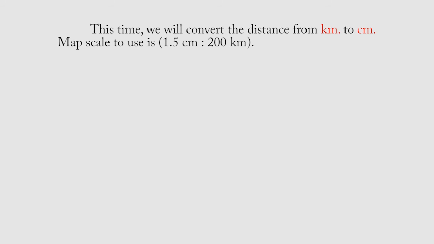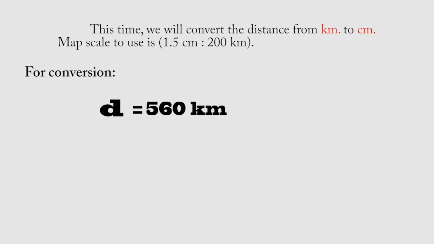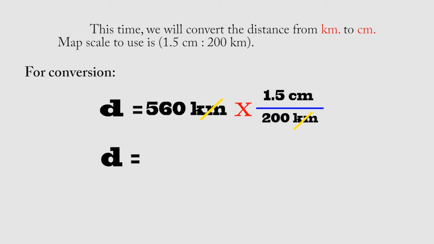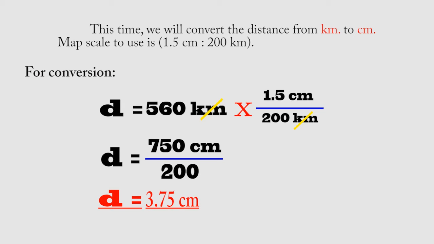For procedure number 3, this time we will convert the distance from kilometer to centimeter. Map scale to use is 1.5 centimeters is to 200 kilometers. Example for Batangas, the computed distance is 560 kilometers. For conversion, D is equal to 560 kilometers times 1.5 centimeters divided by 200 kilometers. Cancelled out kilometers. D is equal to 750 centimeters divided by 200. D is equal to 3.75 centimeters.